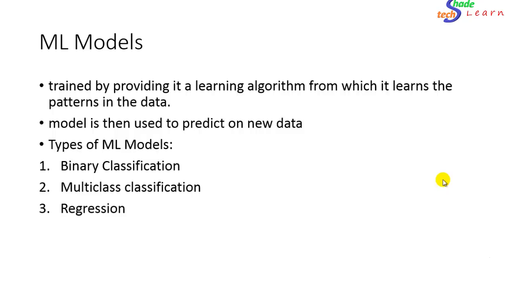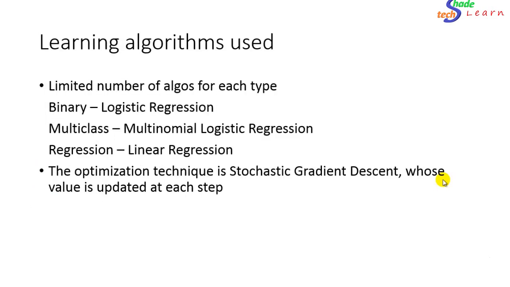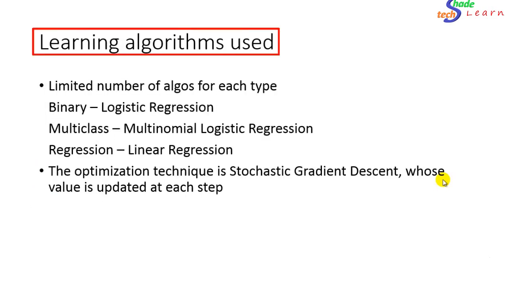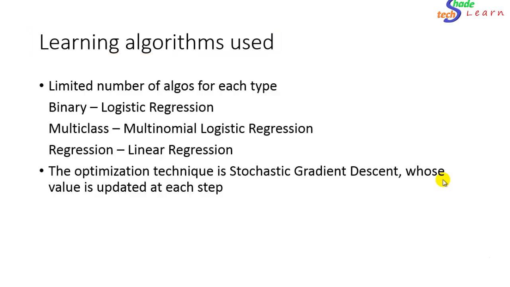The problems that can be solved are binary classification, multi-class classification, and regression. There are only a limited number of learning algorithms that you can use. The learning algorithms that it uses for each type of problem are: for binary classification, it uses logistic regression. For multi-class classification, it uses multinomial logistic regression. For regression problems, it uses linear regression. The optimization technique is stochastic gradient descent.